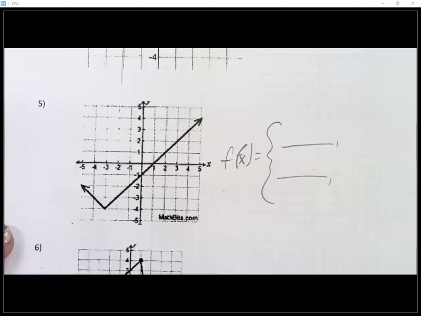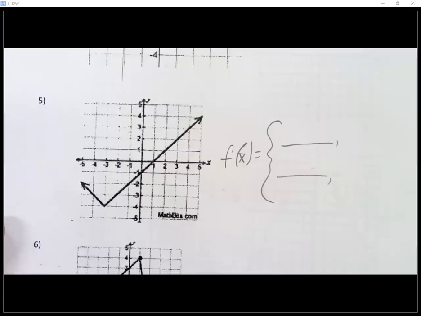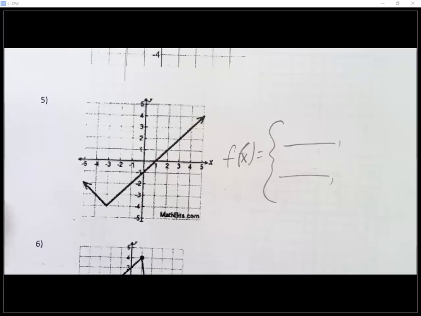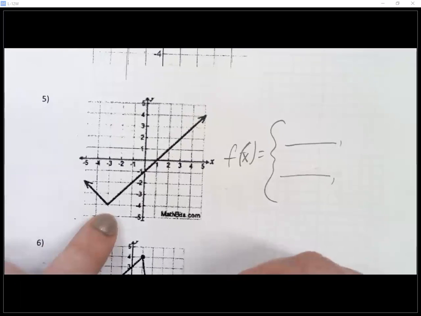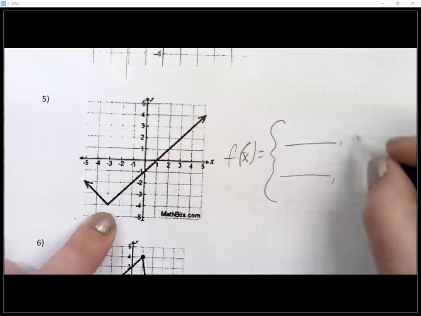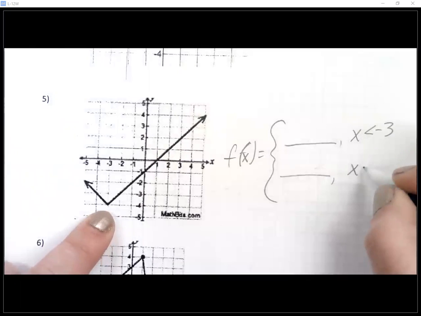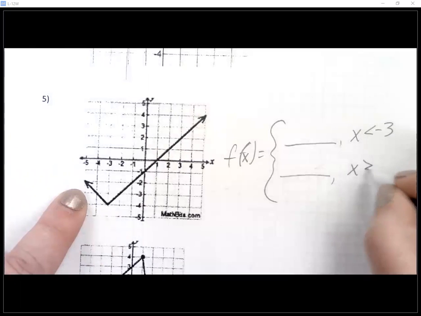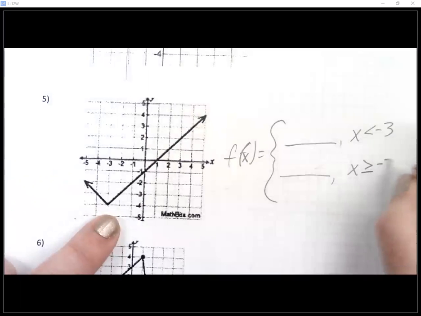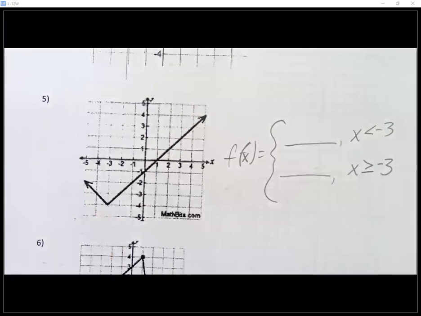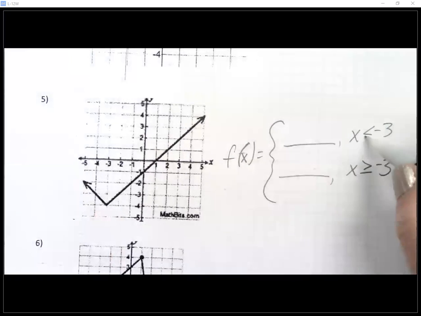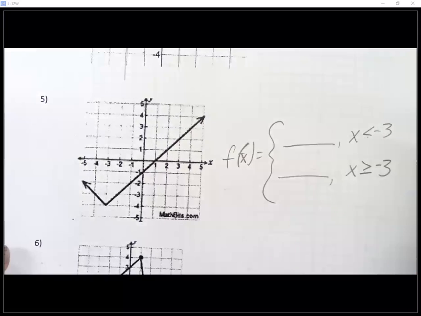Okay, did you get your equations? Where do they split? At -3. Now, there's this overlap. So again, you're going to pick one of them to be open and one of them to be closed. It really doesn't matter which one. One's going to exist when it's less than -3. I'll make this one greater than or equal to -3. So either one is fine. You would just have the bar on one of them. Okay. Now we just need the equations.